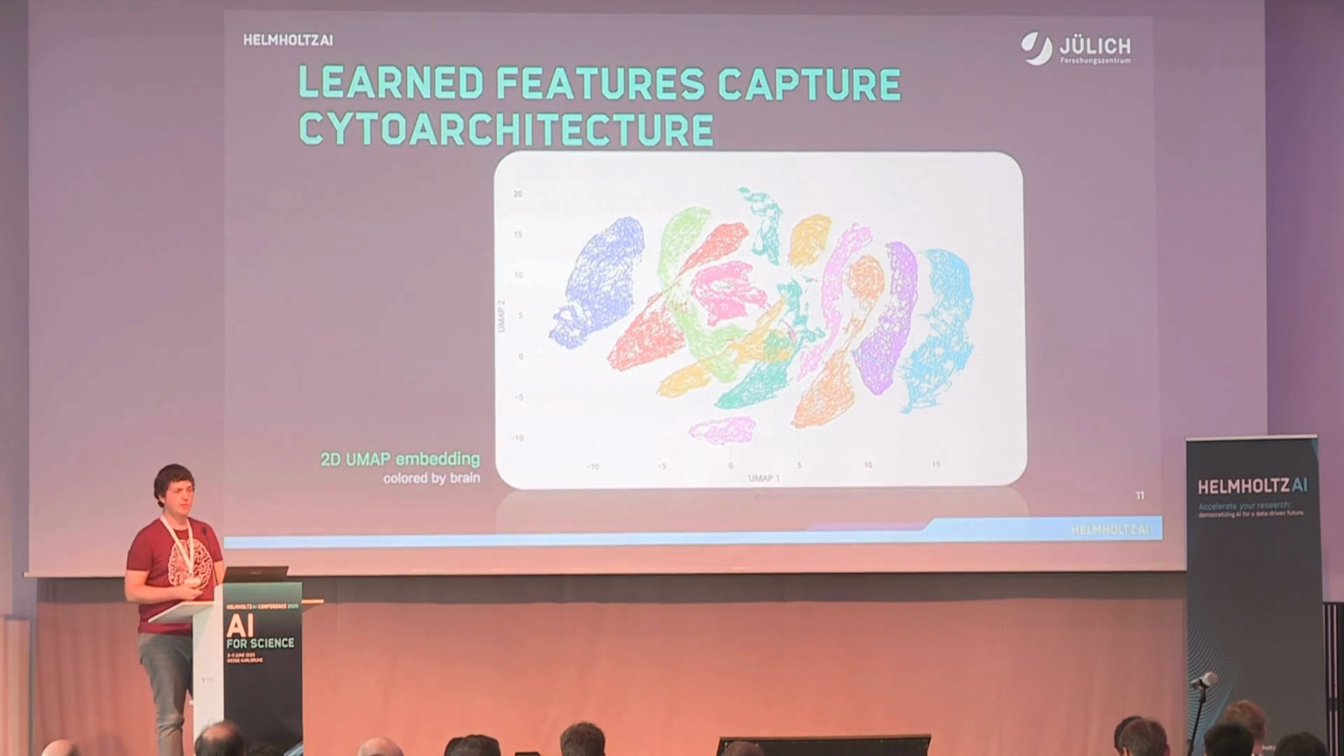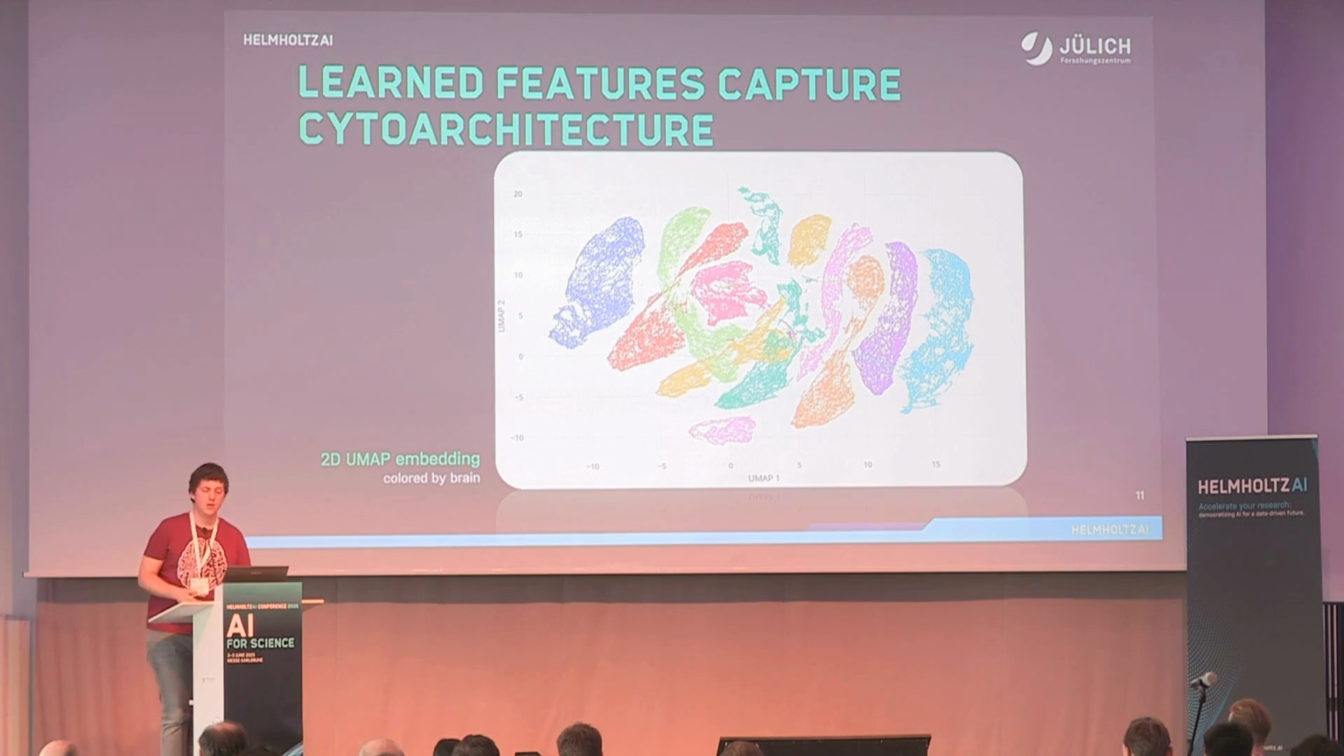This is a 2D UMAP embedding, colored by the brain the points correspond to, and you see that the UMAP space basically falls apart into brains, which is actually not what we trained it to do. So did we fail here? Did it not work at all? No, otherwise I wouldn't be showing this here probably.